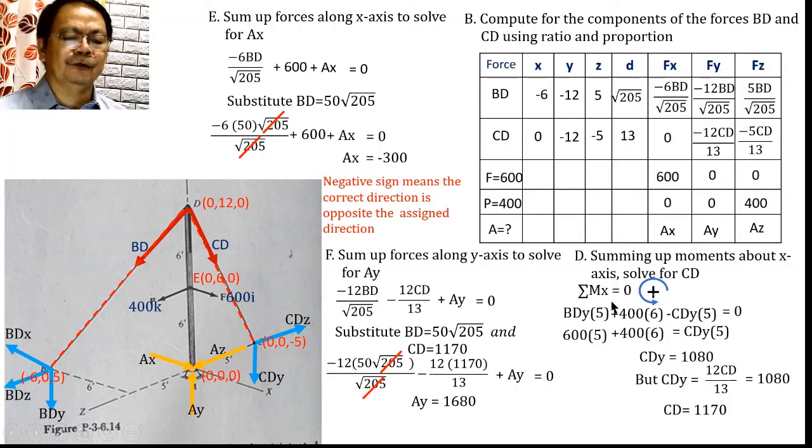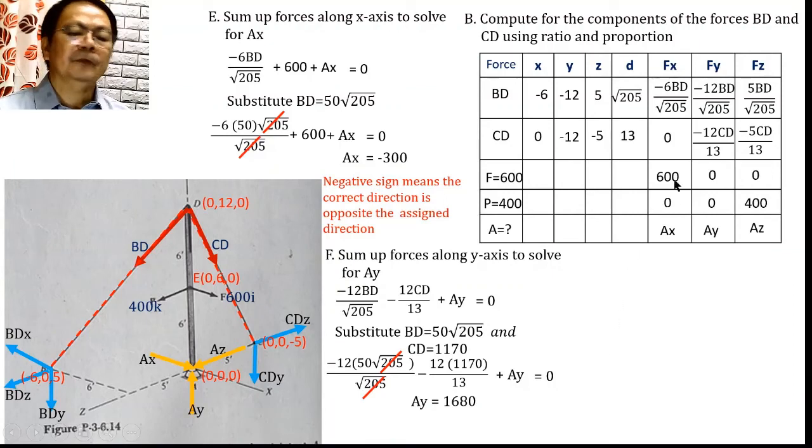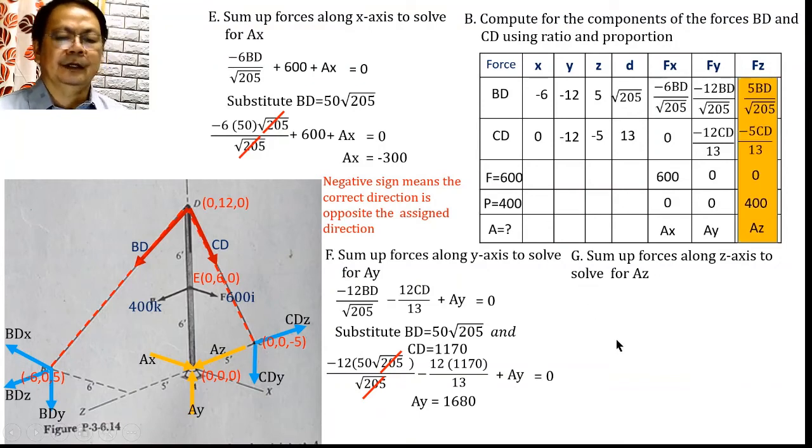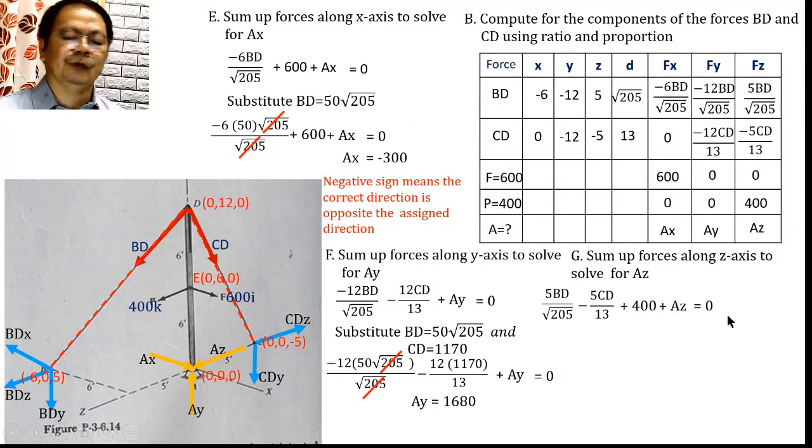The same is true for A sub Z. When we sum up these forces, then we can solve for A sub Z. So how do we do it? Now, we sum up forces along the z-axis. So what do we have? I will have negative 5 BD over the square root of 205 minus 13 CD over 13 minus 5 CD over 13 plus 400 plus AZ shall be equal to 0.